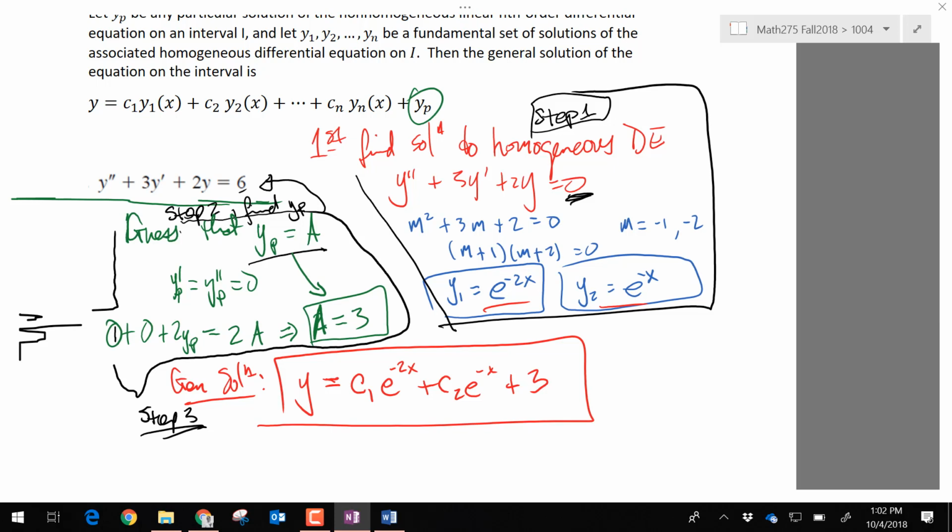No, we want it to be different from y1 and y2. So once we find y1 and y2, we're going to set that aside. And then now we're going to focus on this problem. All right. So that's a good warm up. It's a constant. And then our guess is that our y sub p must also be a constant.